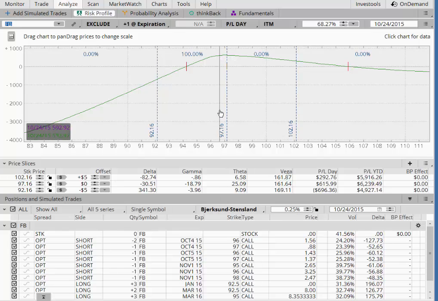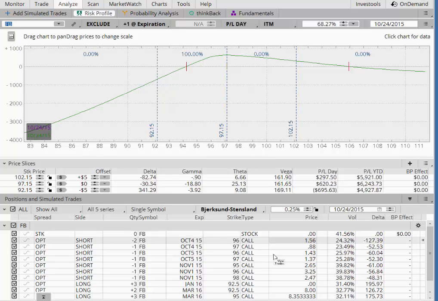You can see that if the stock stays just where it is right now, a little over 97, this portfolio will gain a little over $600, a little over 10% of its value. And if the stock moves higher by $3, it'll make half that much, about 5%. But anywhere in that range, it makes between 5 and 10% in a single week. Just another example of how great calendar spreads are.